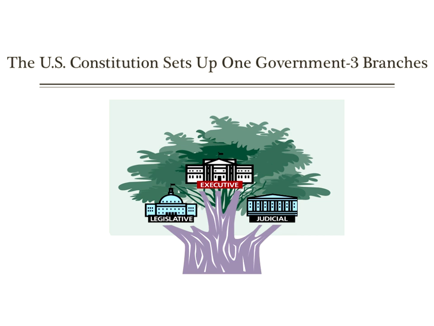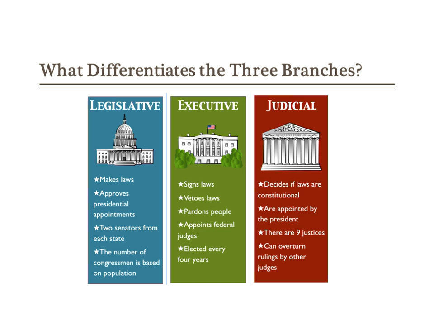So as per the U.S. Constitution, we have set up one government, but it does have those three branches: the executive branch, the judicial, and also the legislative branch. And there's differences between each of those branches. So let's start with the executive branch.